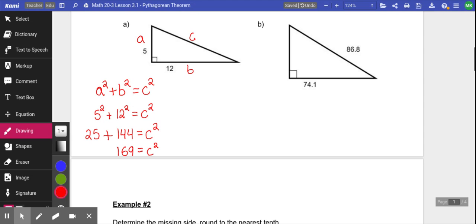And typically on tests, 169 is an answer I get a lot. Go ahead, Reese. I just did 5 squared plus 12 squared equals 169. Yep, that's good. So you're right here.